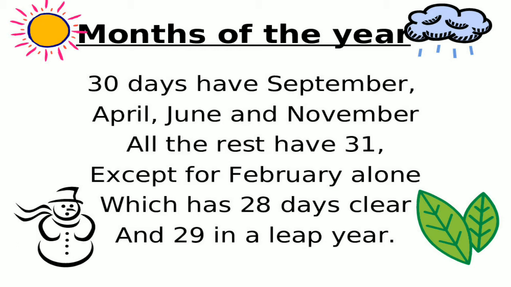So, children, we can see there are 12 months in a year: January, February, March, April, May, June, July, August, September, October, November, and December. And in these months we celebrate different types of festivals and different types of things. So now let's learn the next slide.